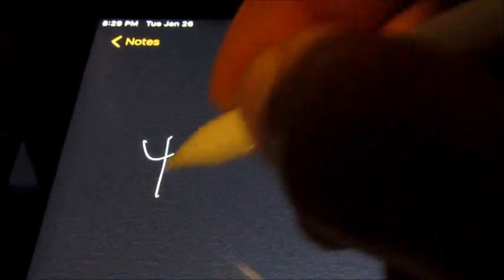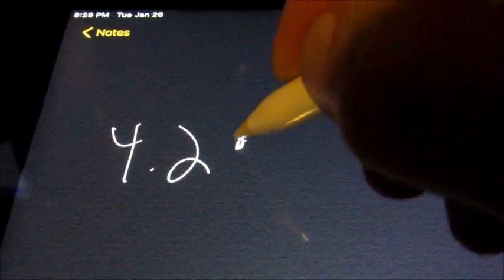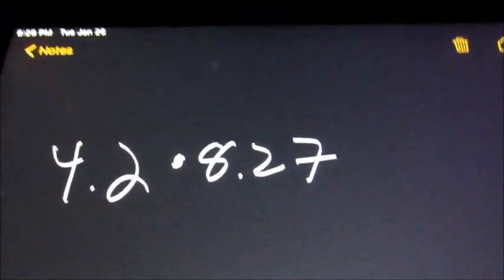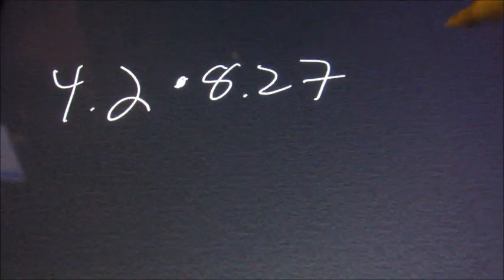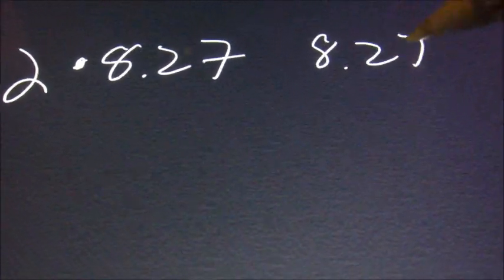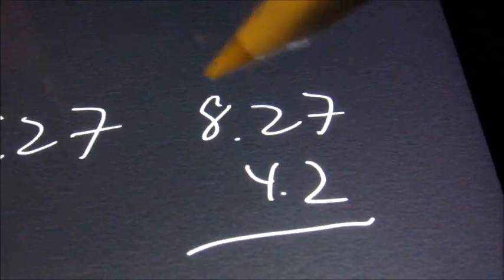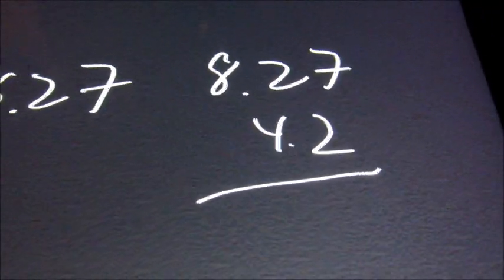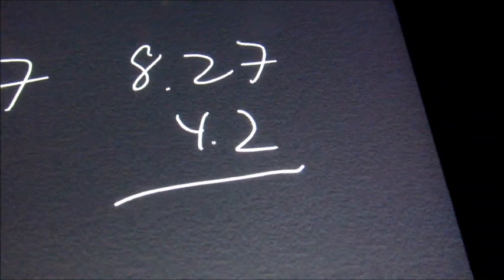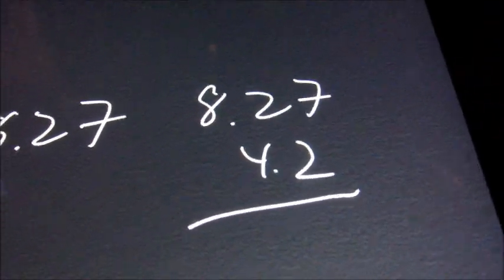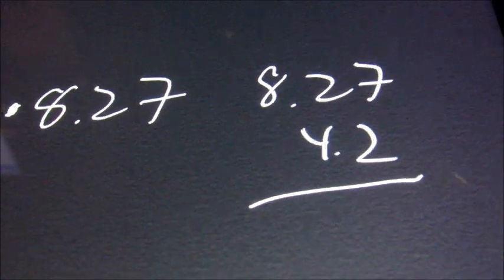So let's say we have 4.2 times 8.27. So here, we don't need to line them up, but we do need to do it vertically. So 8.27 times 4.2. See here how I didn't line them up at all? I just put it like it was a normal multiplication. So now, at this point, do this as if it was a normal multiplication, ignoring the decimal points.